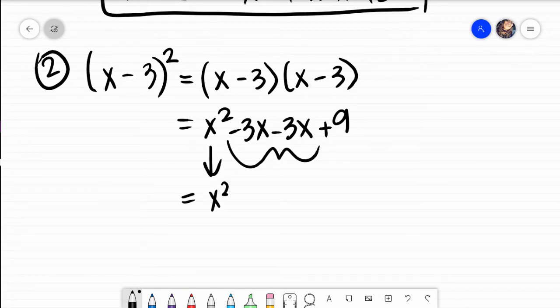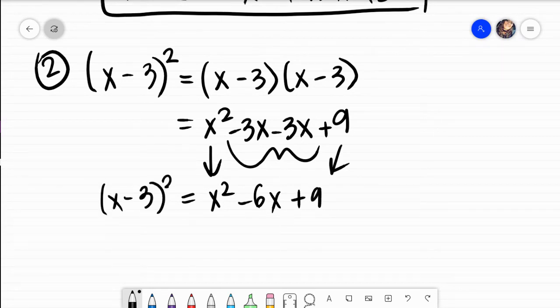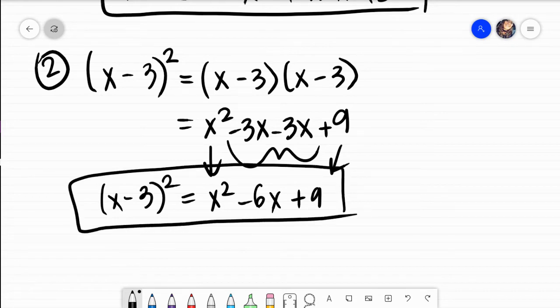Didn't do anything here. Bring it down. -3, -3. Add and keep. Keep and keep. +9. Didn't do anything. Bring it down. If I have the factor x minus 3 being squared, that is your answer. Does that make sense? Kind of just rolling a couple things together.